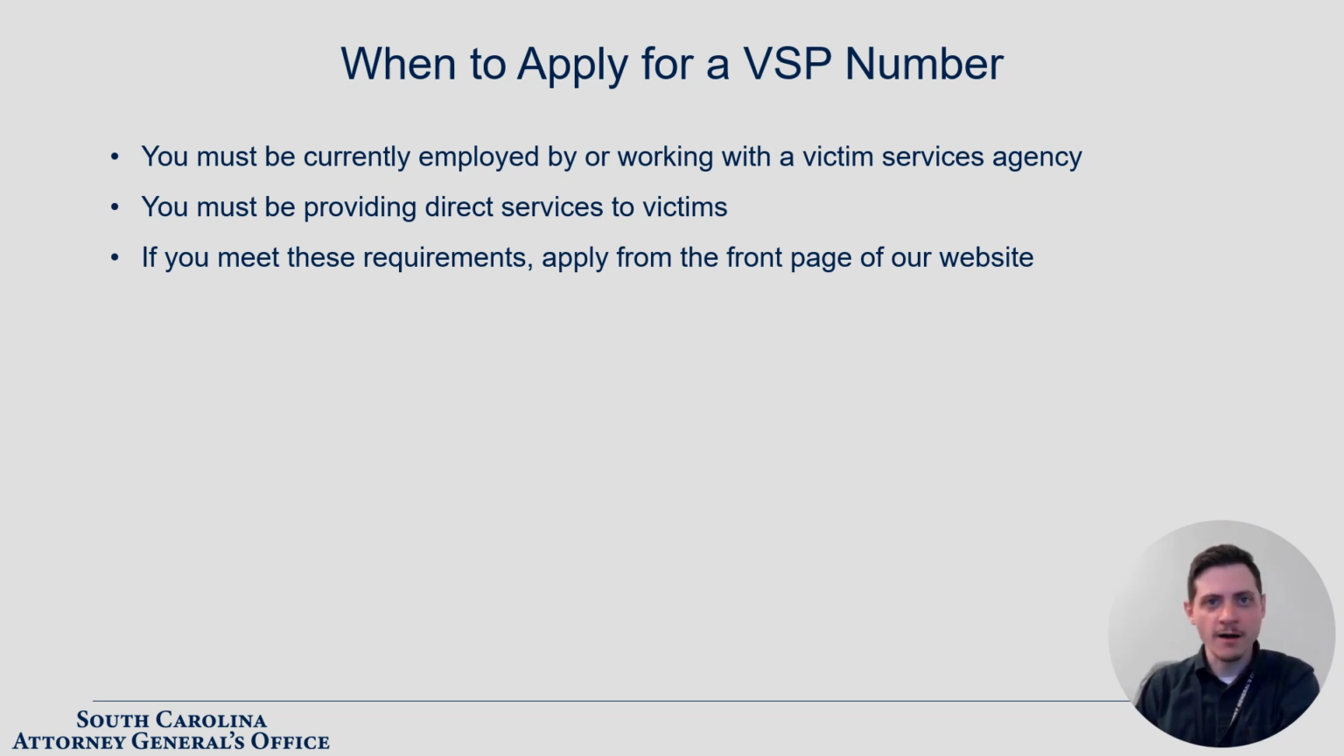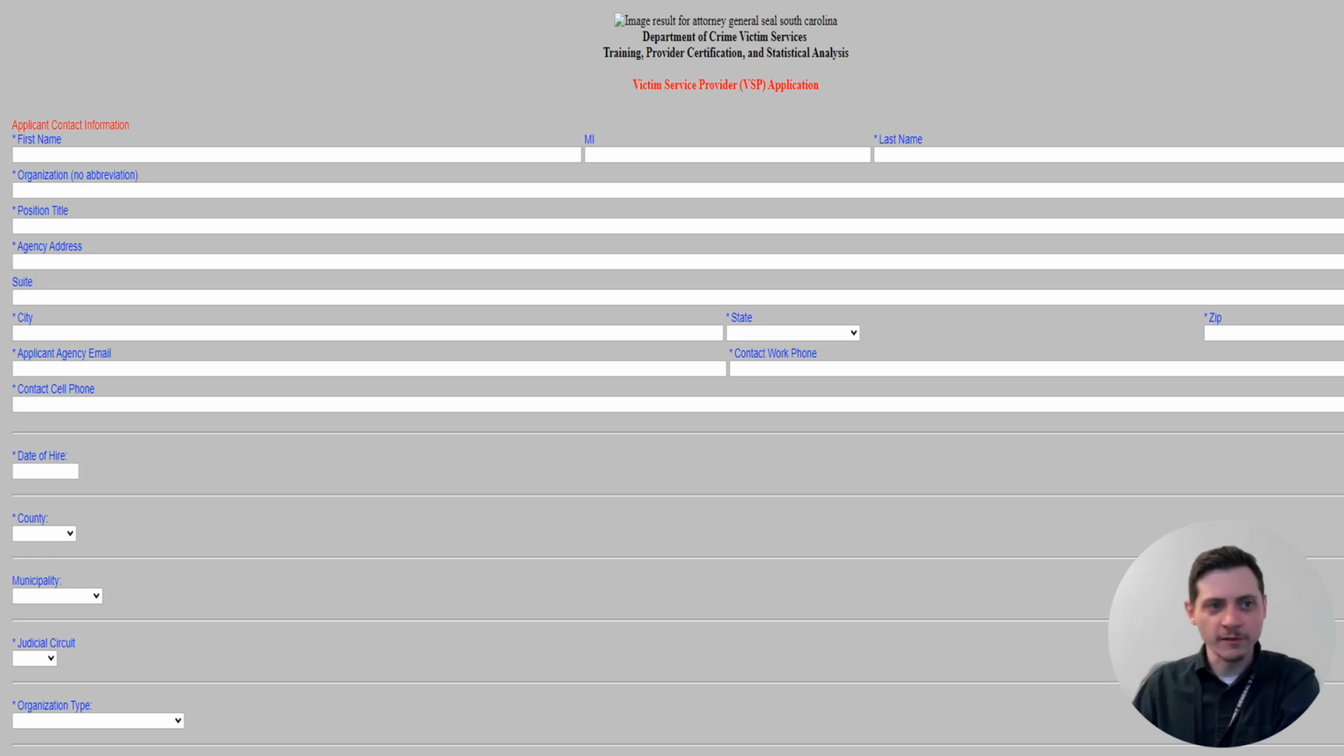We do have a couple prerequisites for getting your number with us. You need to be currently employed by or working with a victim services agency, and you need to be providing direct services to victims within your role within that agency. If you meet these requirements, you can apply right here on the front page of our website. So this is what our application looks like.